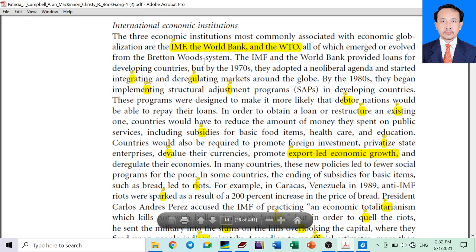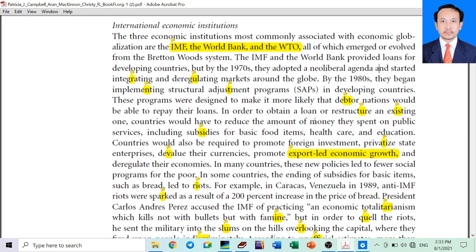All of which emerged or evolved from the Bretton Woods system, which you all studied already. The IMF and the World Bank provided loans for developing countries. But by the 1970s, they adopted a neoliberal agenda and started integrating and deregulating markets around the globe. By the 1980s, they began implementing structural adjustment programs (SAPs) in developing countries. The programs were designed to make it more likely that nations would be able to repay their loans.